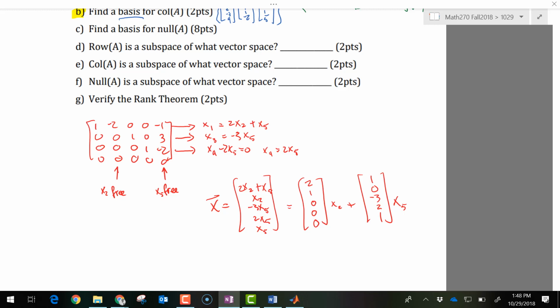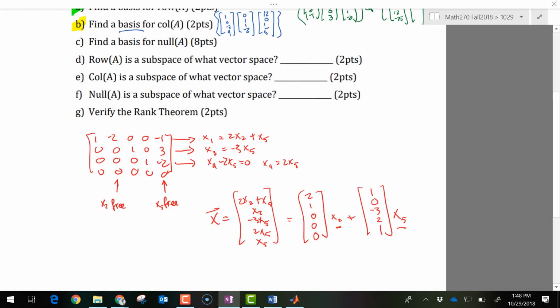No, this one you can't just pull from the original matrix like the row and column spaces. Yes, whatever's free here is going to be your parameters for your solution.